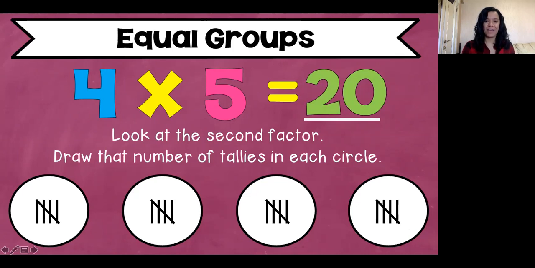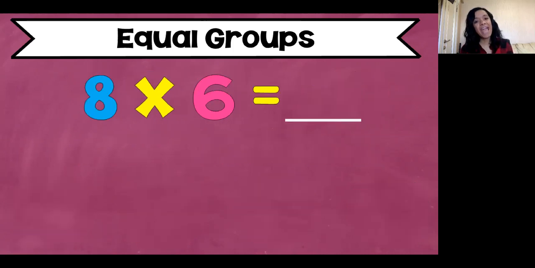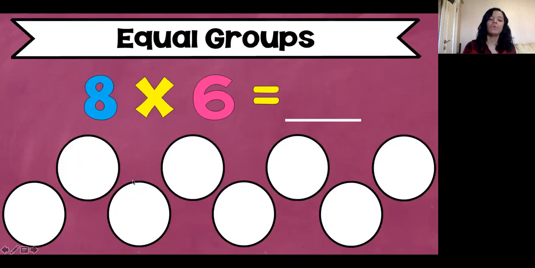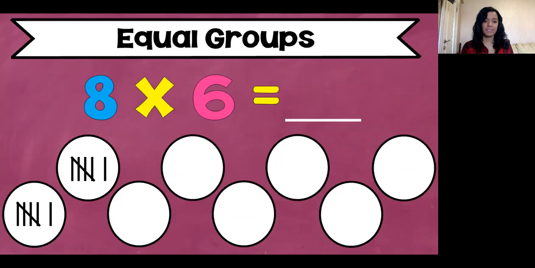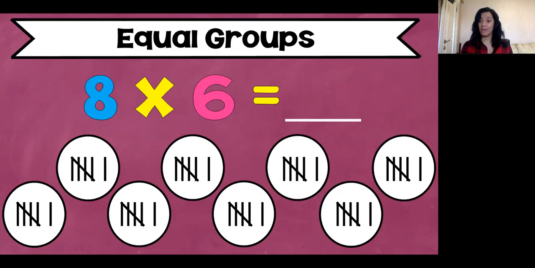Well done, okay? Now we have 8 times 6. So we have 8 groups. How many circles do we need to draw? 8, you're right, okay? 1, 2, 3, 4, 5, 6, 7, 8. 8 circles to make 8 groups. How many in each circle do I need to draw? 6, okay? So I'm going to go ahead and put 6, 6, 6, 6, 6, 6, 6, and 6.